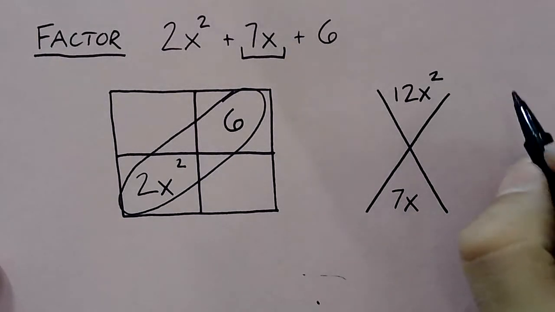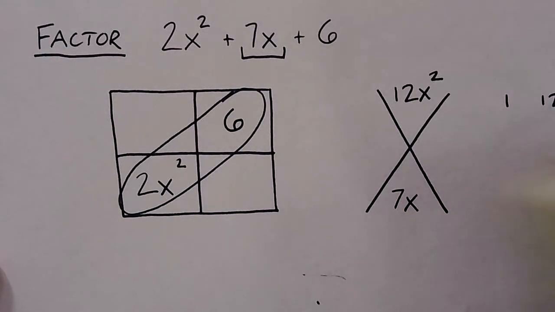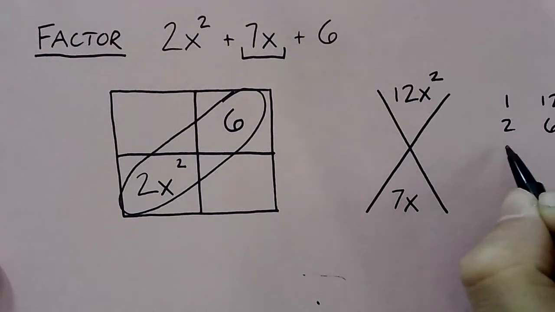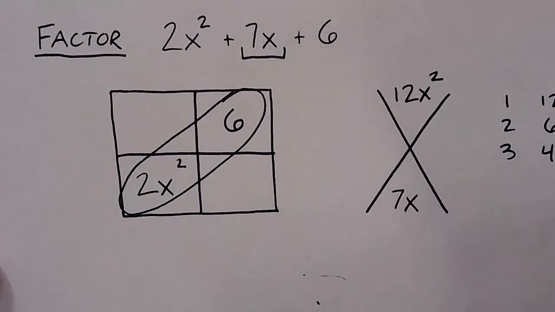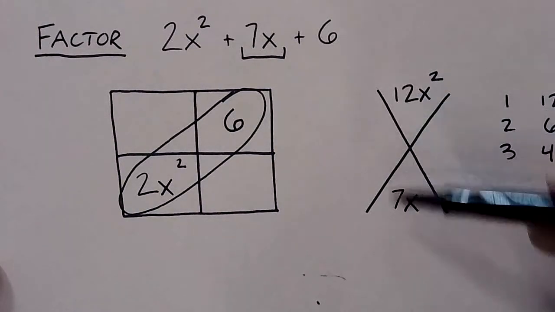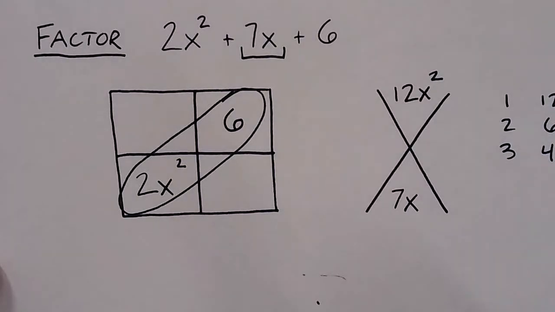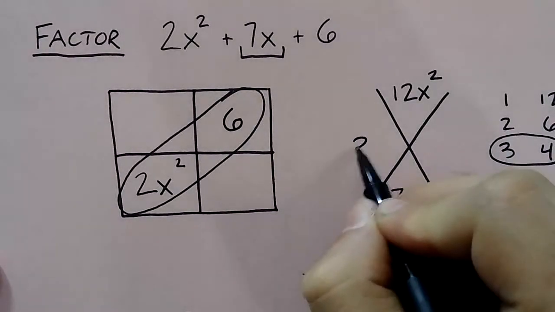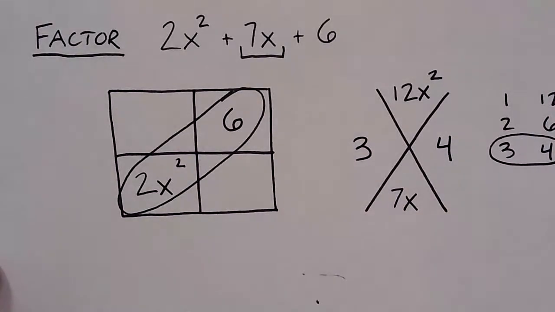Well, if we list the factors of 12, we have 1 and 12, 2 and 6, 3 and 4. Now, I'm not ignoring the x squared and the x. I'm just focusing on the factors of the numbers, and we'll fill in the x or the variable as we go. 3 and 4 do both. They multiply to 12 and they add to 7. That's going to go on the side of my diamond.